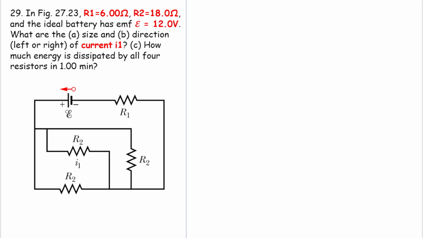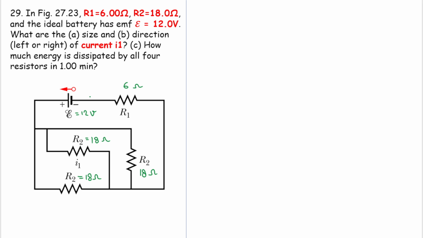Okay, maybe let's label that. R1 is 6 ohm, and then R2 is 18 ohm. So I will have 18 ohm here, and here is also 18 ohm, and here is also 18 ohm. Okay, good. And the ideal battery has EMF of E equal to 12 volt. So I will have this as 12 volt.